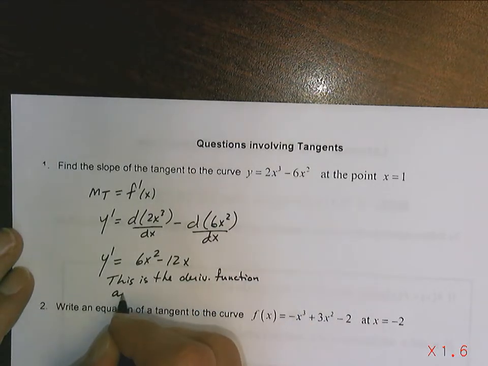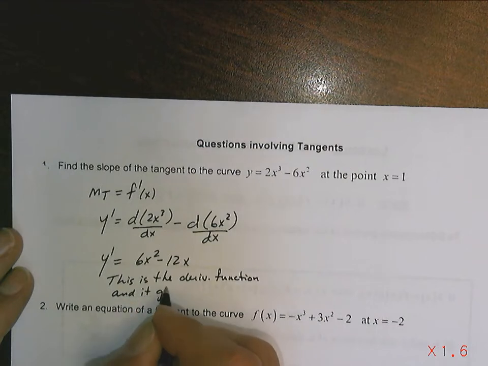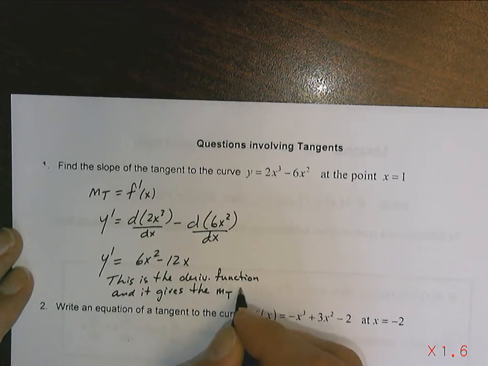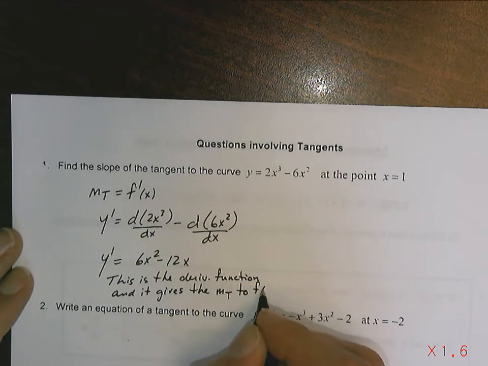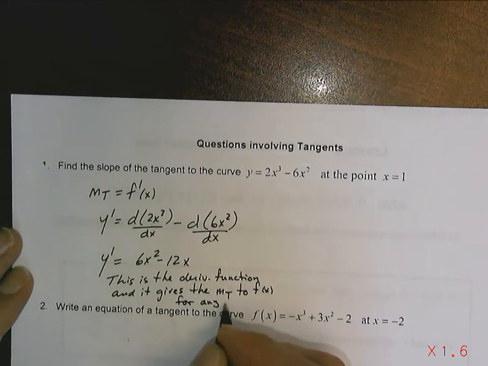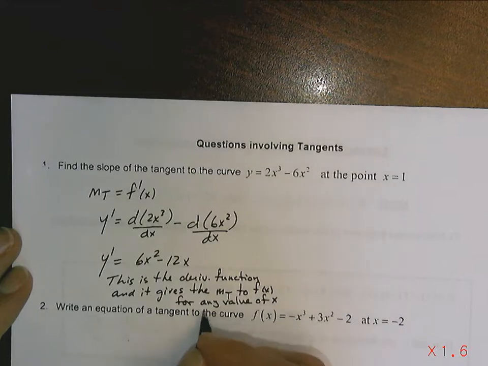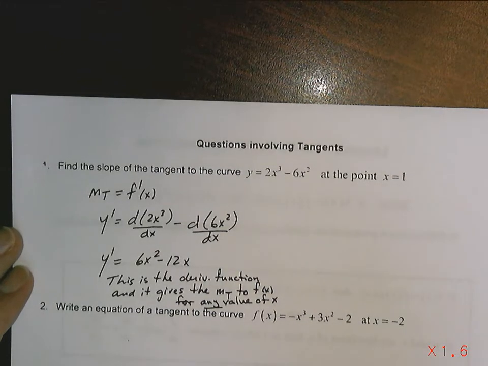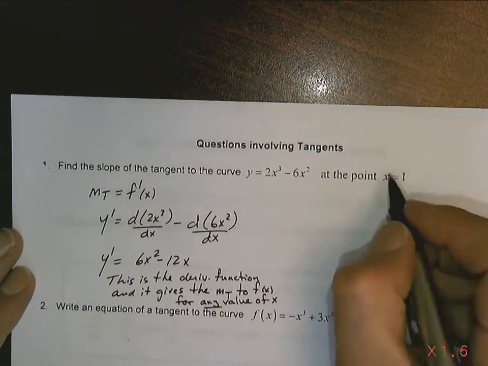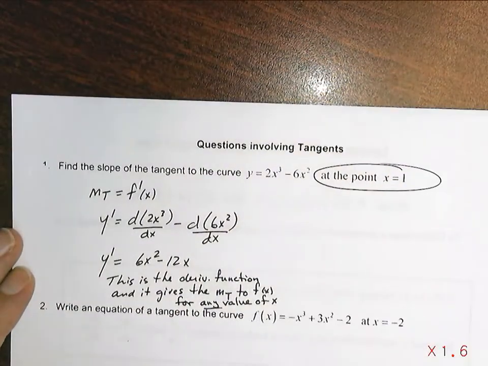And it gives the slope of the tangent to the original function for any value of x. Any value of x. Any. Am I making that clear? Any value of x. Any. I don't think I can say that anymore. We want it at a particular point of x.